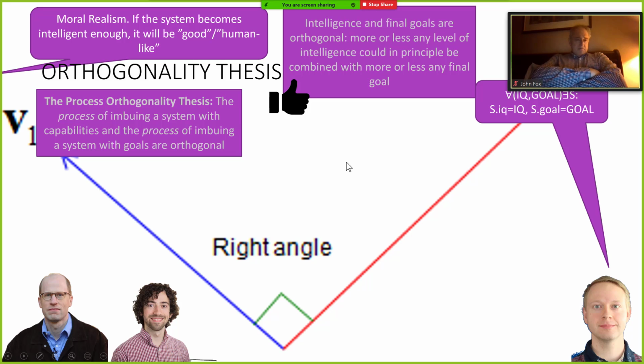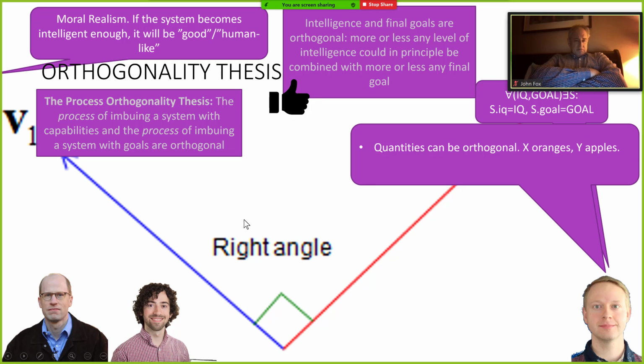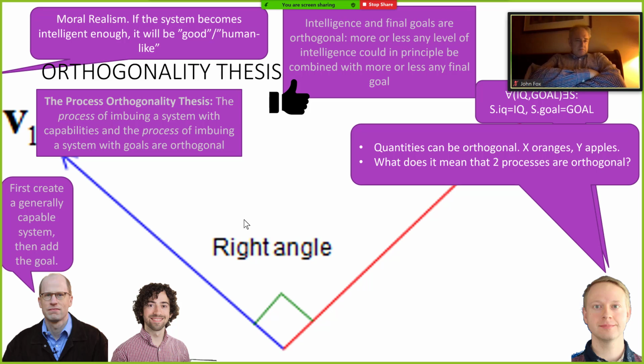Now, Ben Garfinkel introduces the process orthogonality thesis. The process of imbuing a system with capabilities and the process of imbuing a system with goals are orthogonal. It's easy to see that two quantities can be orthogonal, like goals and intelligence. You have oranges and apples, and you can have any combination of those. But what does it precisely mean that two processes are orthogonal? Well, to clear this up, Ben Garfinkel has some quotes by Nick Bostrom and others, and it seems to be that first you create a generally capable system, and then you add a goal.